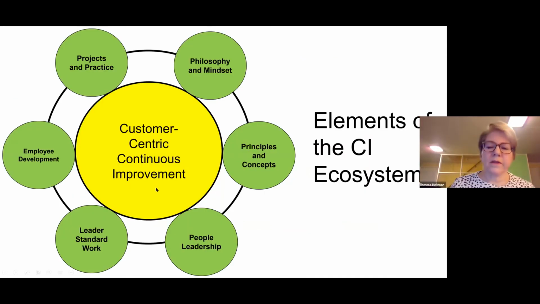So this is our ecosystem, continuous improvement ecosystem. The customer's in the middle, a customer-centric system. And there are 6 major elements. And actually, we're going to get into some detail on this in the next few slides.